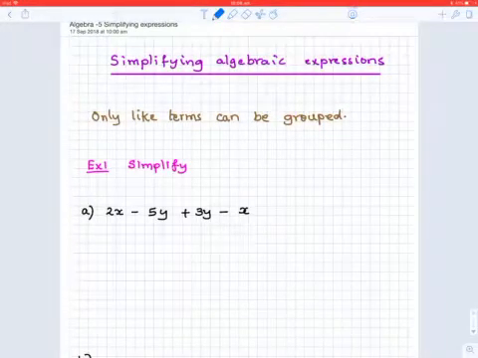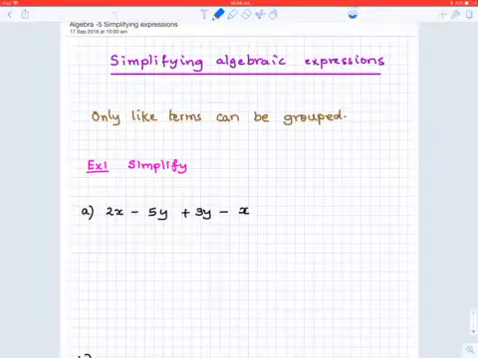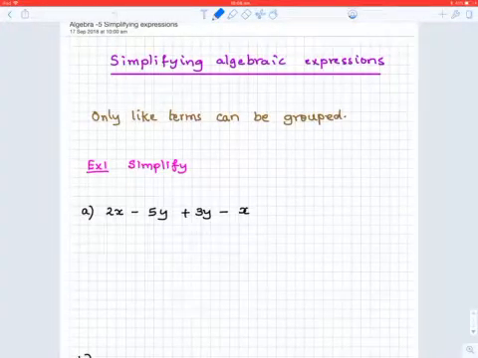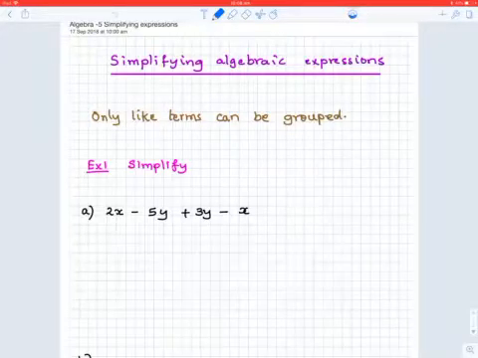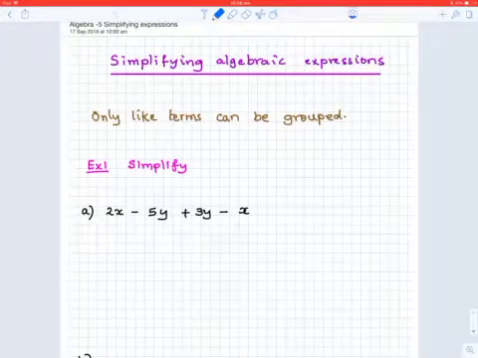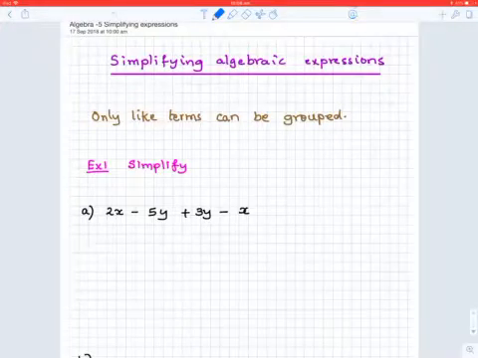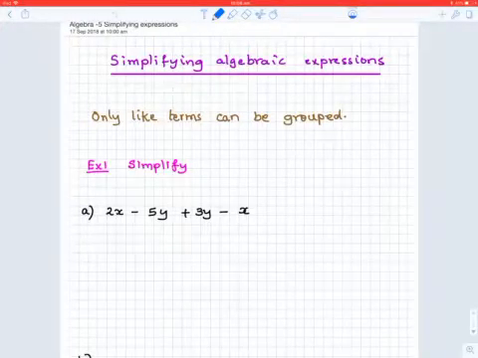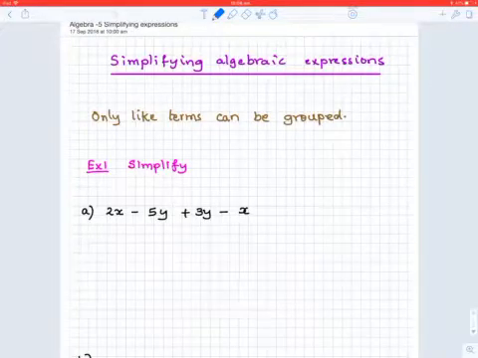Hello and welcome. Today we are going to do a few questions on simplifying algebraic expressions. Today we are going to add or subtract algebraic terms. Now, if you want to add or subtract, the terms have to be like terms.